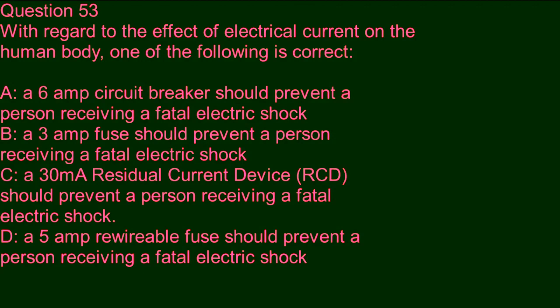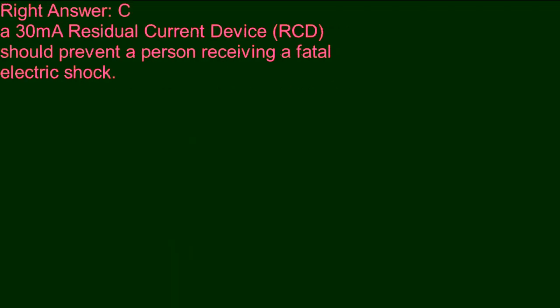Question 53. With regard to the effect of electrical current on the human body, one of the following is correct. A. A 6-amp circuit breaker should prevent a person receiving a fatal electric shock. B. A 3-amp fuse should prevent a person receiving a fatal electric shock. C. A 30 mA residual current device (RCD) should prevent a person receiving a fatal electric shock. D. A 5-amp rewirable fuse should prevent a person receiving a fatal electric shock. Right answer, C. A 30 mA residual current device, RCD, should prevent a person receiving a fatal electric shock.